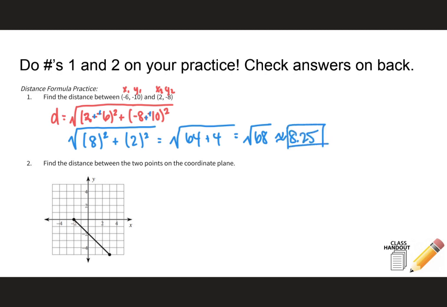And then looking at the second example, they don't give us the coordinate points, but we can write this out. So the first point on the left, that's going to be -2, 0. And the second point on the right is going to be 3, -5. And now we're going to use distance formula. So I'm going to use the blue point as my x2, y2. So it's going to be 3 minus -2 squared plus -5 minus 0 squared.